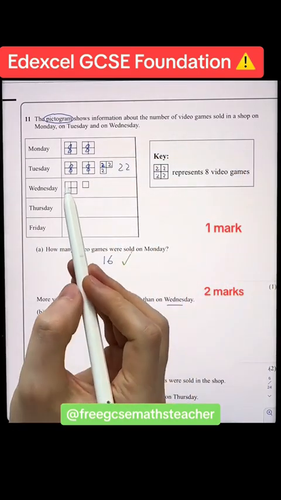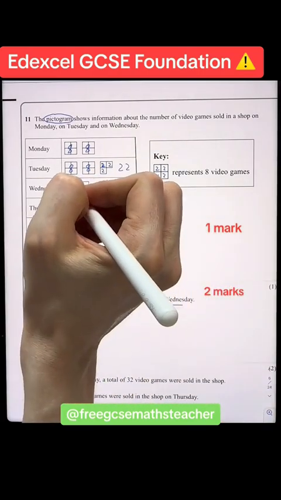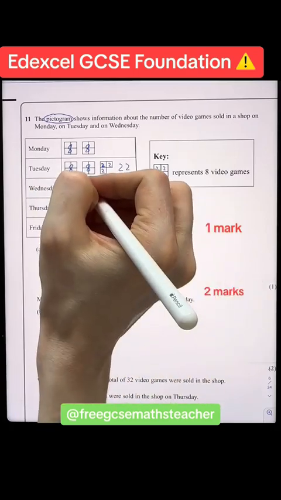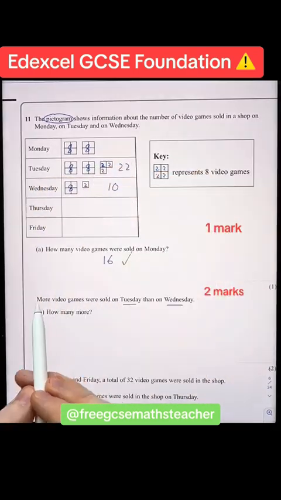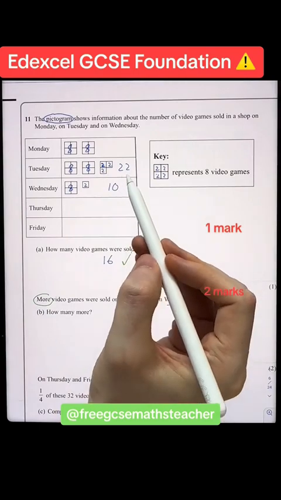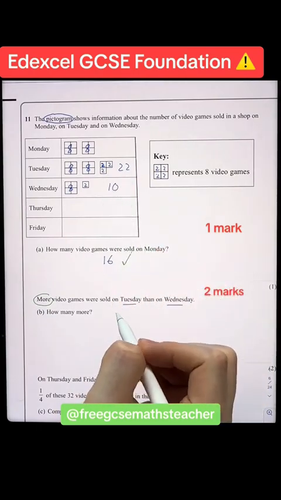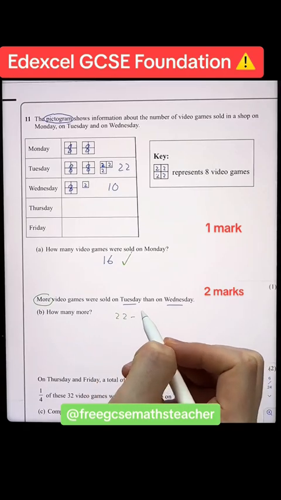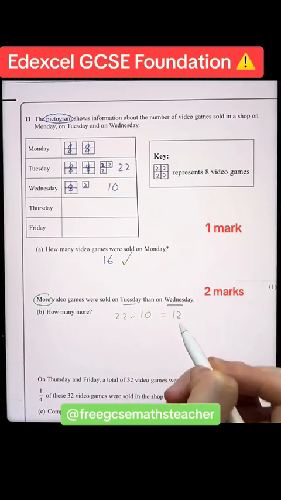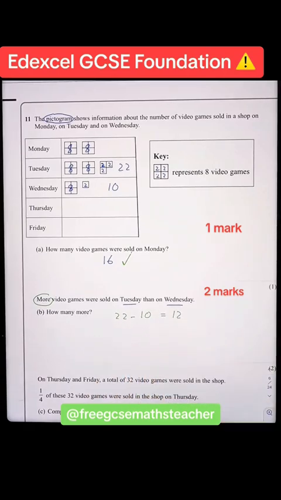On Wednesday, we know 4 baby squares represent 8, and we know 1 baby square represents 2. So 8 add 2 gives us 10. Work out how many more video games were sold on Tuesday than Wednesday. I'm going to subtract the 2 numbers. Well, 22, subtract the 10. And that gives us 12. So 12 more video games were sold on Tuesday than on Wednesday.